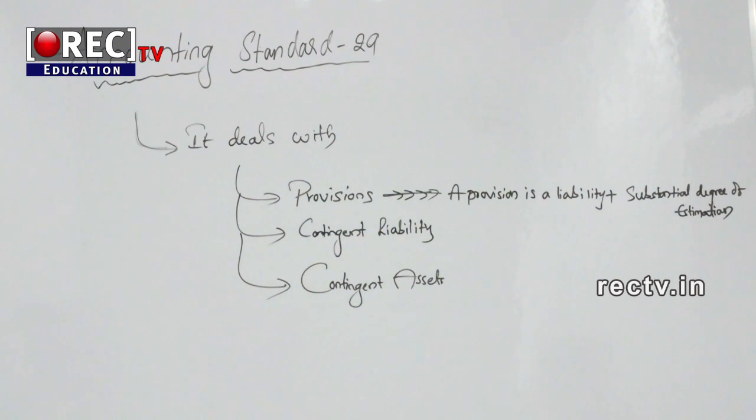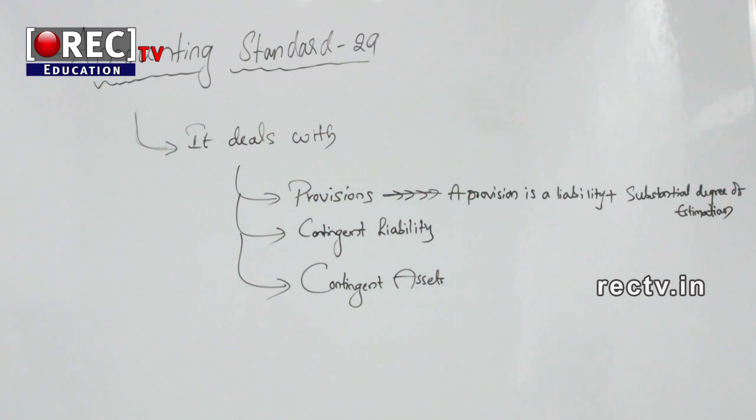So let us see it once again. A provision is a liability which is measured using a substantial degree of estimation, and provisions relating to assets like provision for bad debts, provision for depreciation, provision for impairment loss are not covered under Accounting Standard 29. Accounting Standard 29 only deals with those provisions which are in the nature of liability. And we said that provisions are in the nature of liabilities.